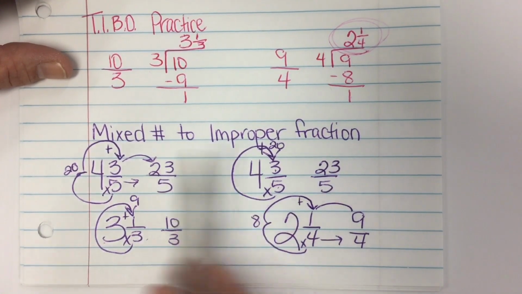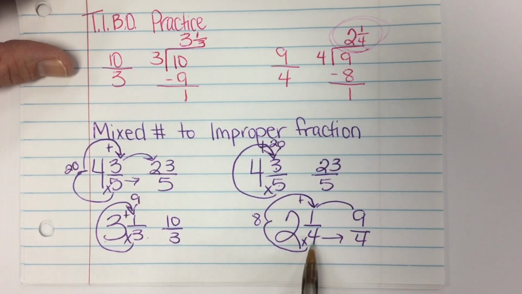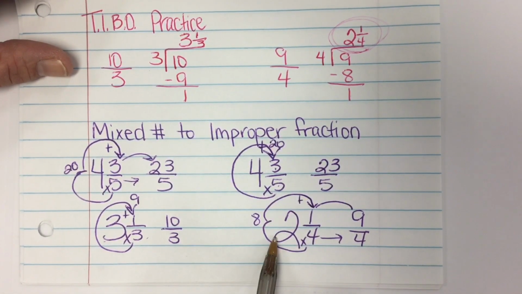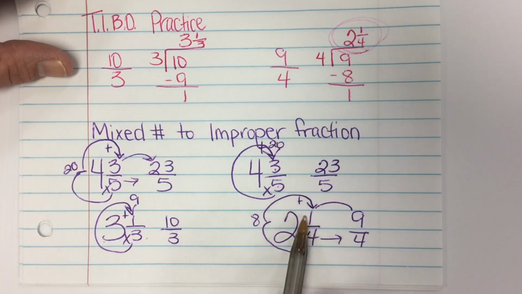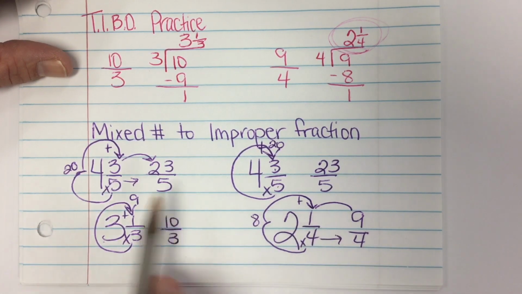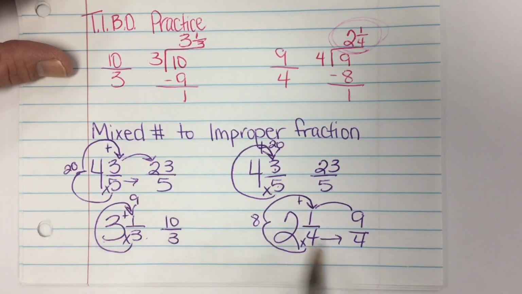It doesn't matter which method you use. You just need to remember that you multiply the denominator times the whole number, get that answer, and add the numerator. And at all times, the denominator stays the same.